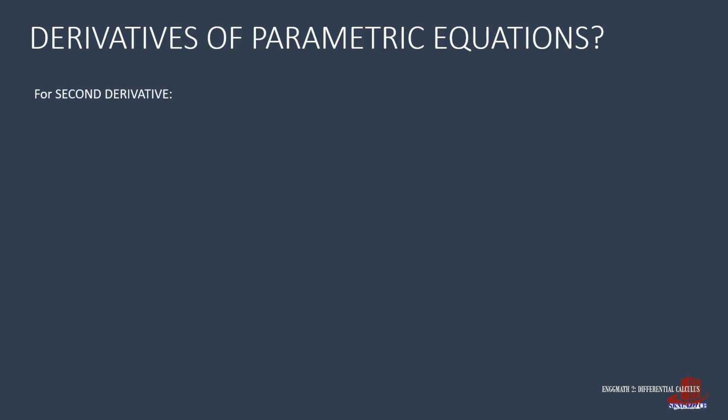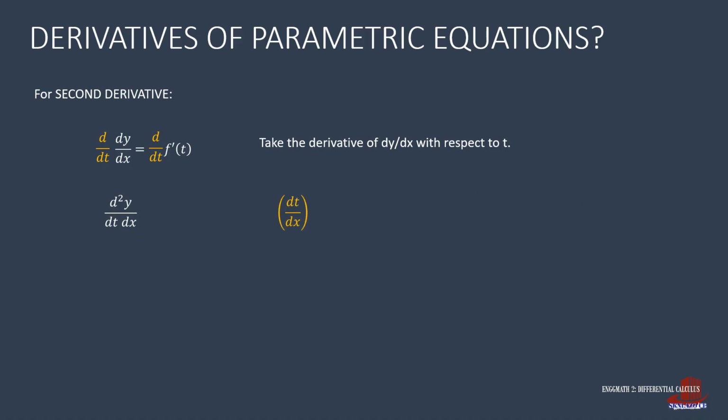For the second derivative, we continue differentiating what we just got as dy over dx. However, take note that when we differentiate dy over dx, it is with respect to t, as the function is in terms of t. So what we end up with is the second derivative of y over dt dx. So in order to have dx squared in the denominator, we multiply by the reciprocal of dx over dt. This also eliminates dt from the equation, leaving the second derivative of y with respect to x.